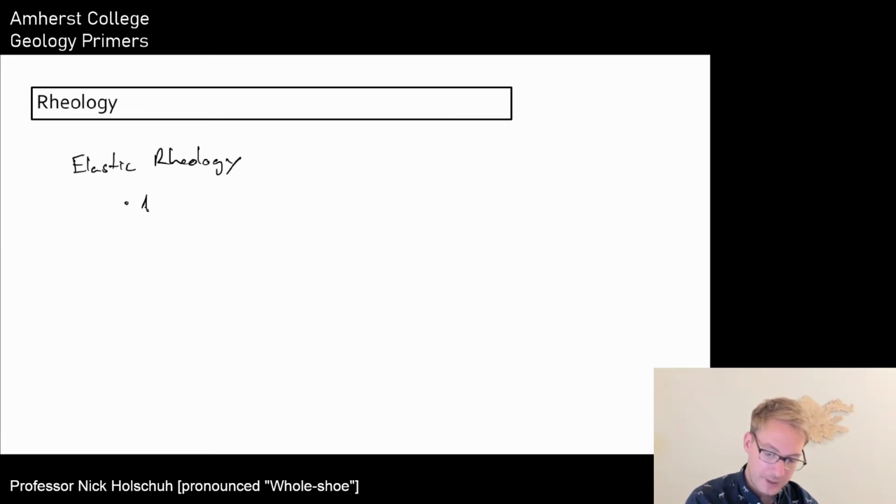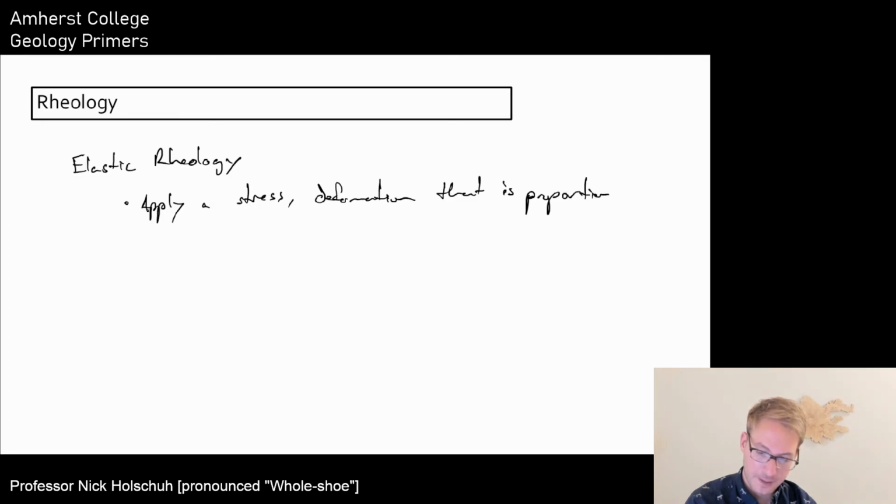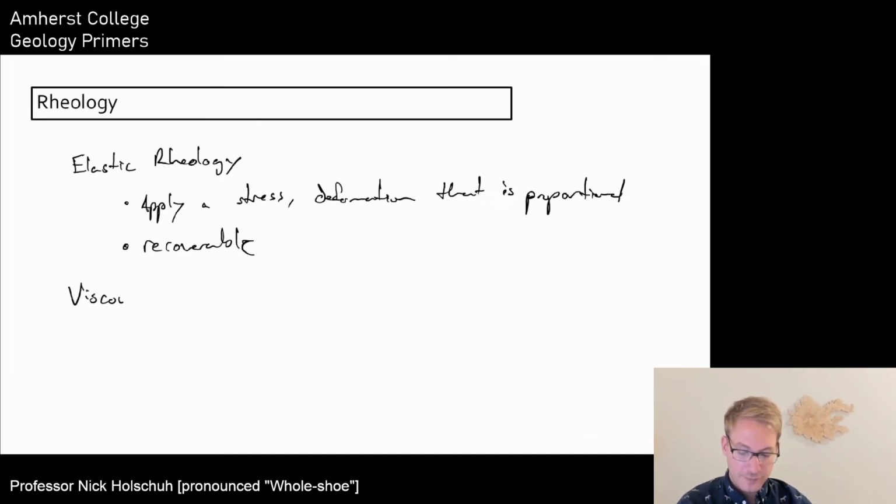where when you apply a stress, you have deformation that is proportional. An interesting thing about elastic materials is that deformation is also recoverable. That is, when you release the stress, it will go back to its original shape. Fluids don't behave this way, and we often use the term viscous to describe how fluids deform.